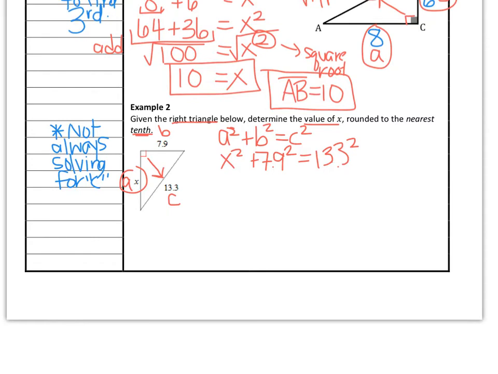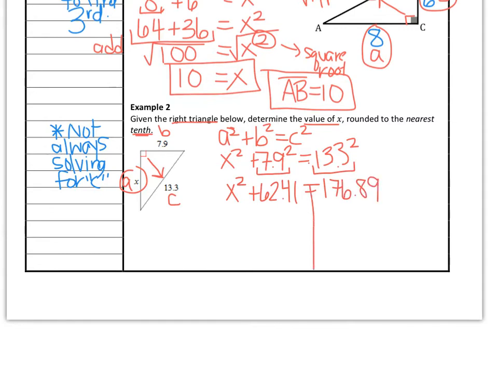So when I look at the problem here, I see that the x squared is on the left side of the equation with the 7.9 squared. So let's go ahead and evaluate what 7.9 squared first is: 62.41. Again, that's 7.9 times 7.9. And 13 squared is 176.89.